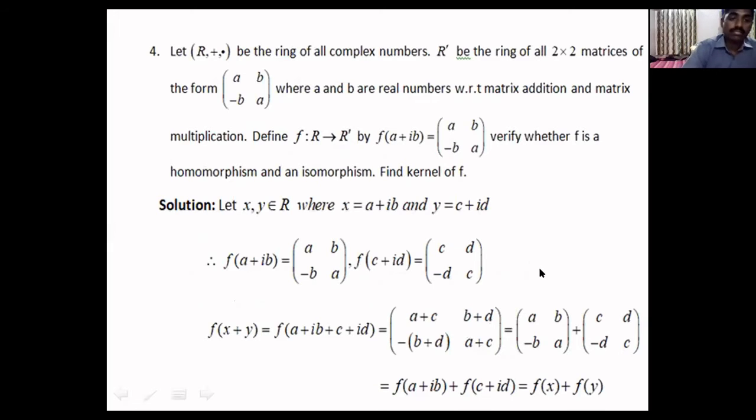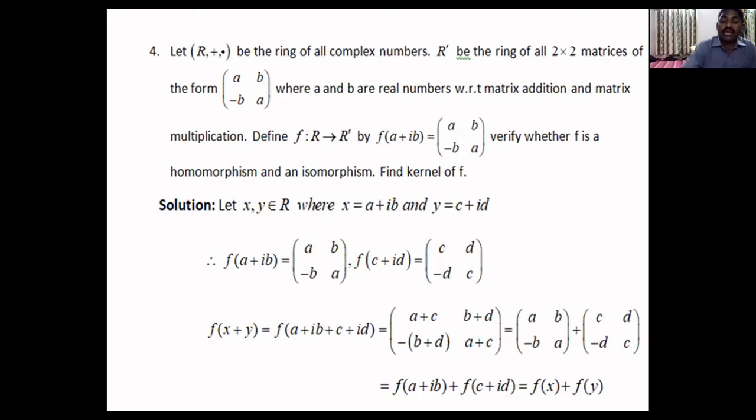And another example. Let (R, +, ·) be the ring of all complex numbers. Let R' be the ring of all 2×2 matrices of the form [[a, b], [-b, a]], where a and b are real numbers, with respect to matrix addition and matrix multiplication. Define the mapping f from R to R' by f(a + ib) = the matrix [[a, b], [-b, a]]. Verify whether f is a homomorphism and an isomorphism.